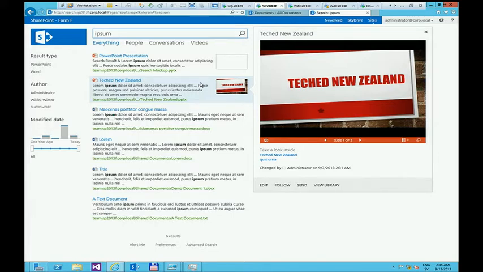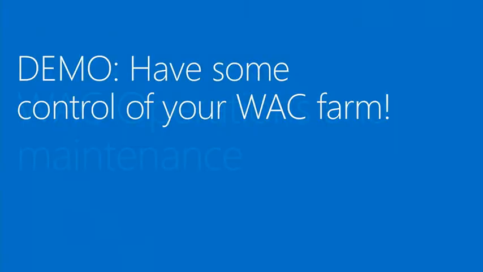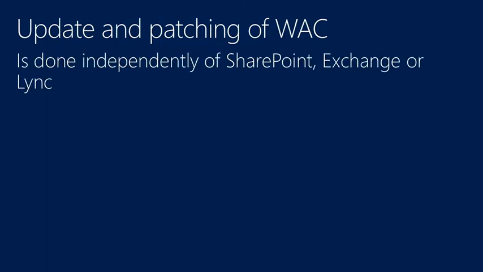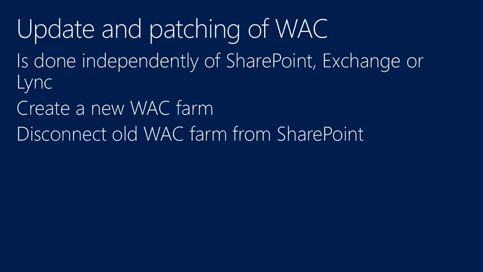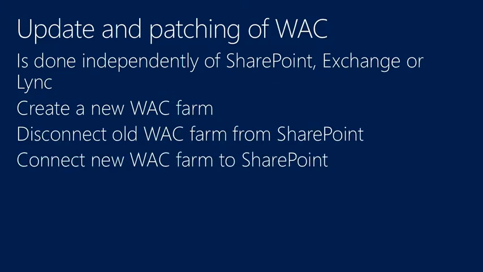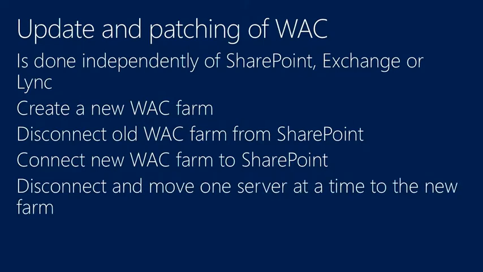Some more maintenance things here. Update and patching. Fortunately, it's done independently of the other products. You can update the Office Web App Server as you go. And the key here is you don't update the WAC farm. You create a new updated WAC farm instead and move the users from the old one to the new one. So you create a new WAC farm, disconnect the old WAC from SharePoint, connect the new WAC to SharePoint. And you can take one or more servers at a time. So this is a good reason for having two. You can take one out of rotation, patch that one, and create a new farm on that one, move the load balancer over, and take the other one and update the other one.